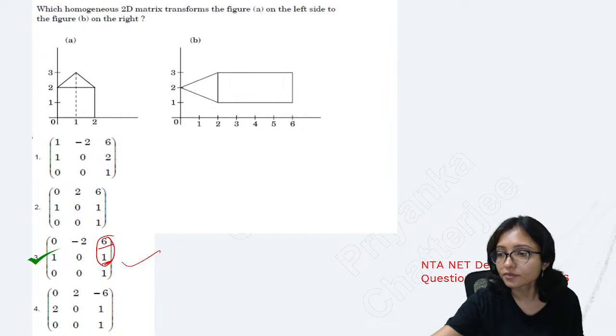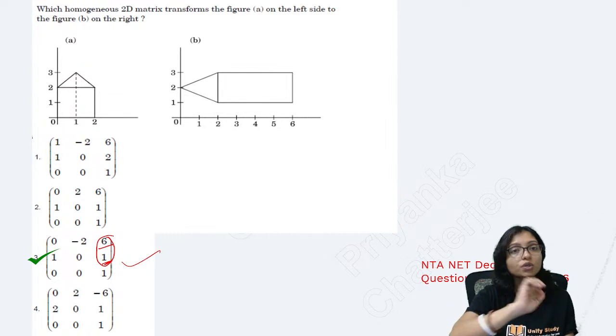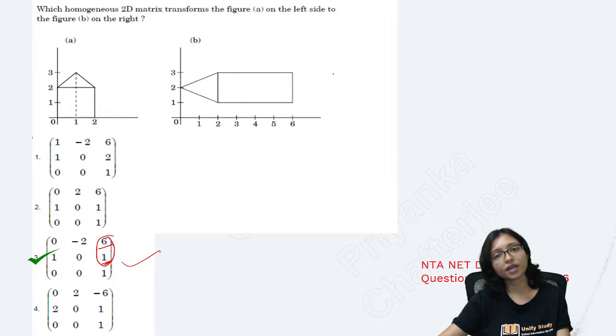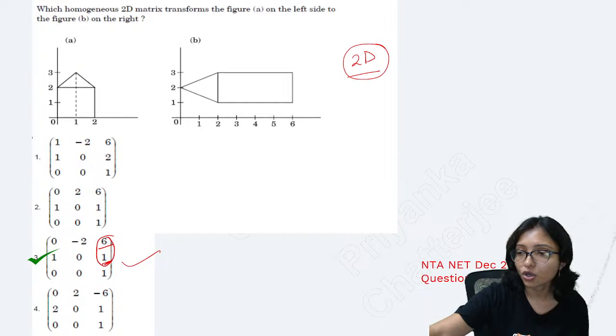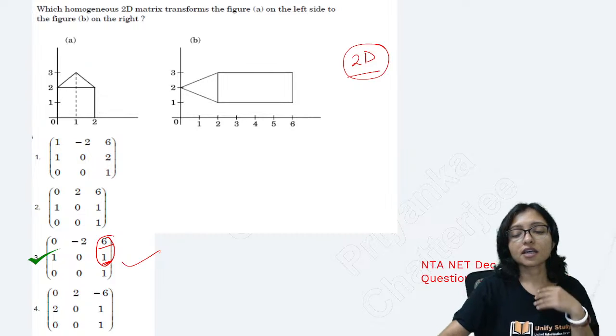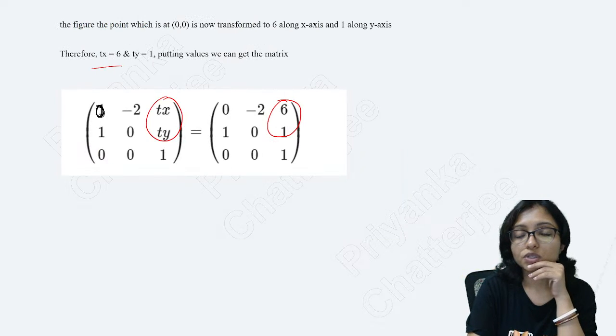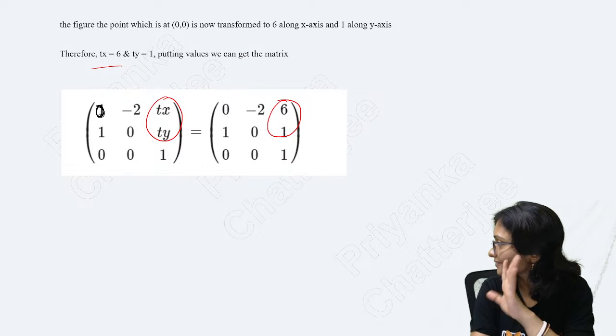Clear? This type of question they are asking from the 2D transformation. These are all your PYQs, and I tried to focus on 2D transformation. I hope your doubt is clear, your concept is clear on 2D transformation. Yes, Ty is 1. Tx is here. 2D transformation, all the concept is clear.